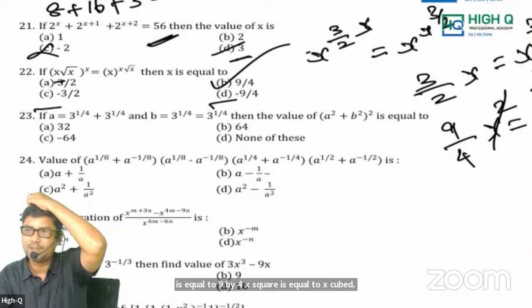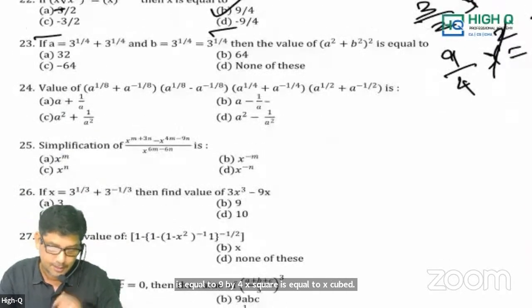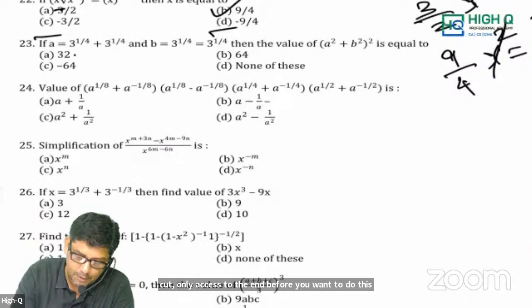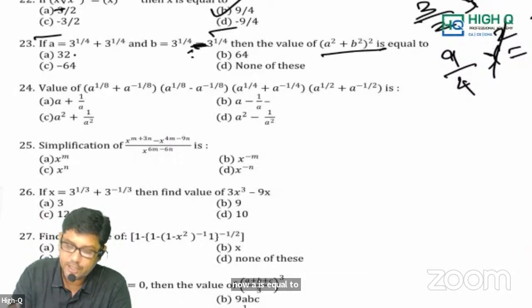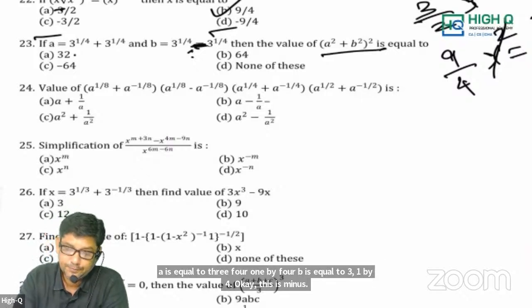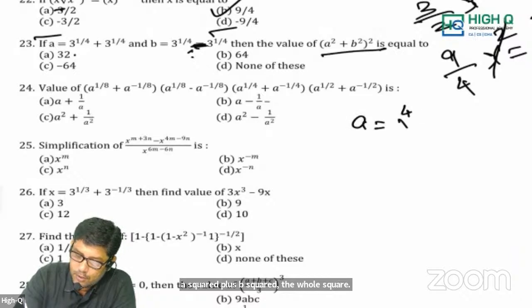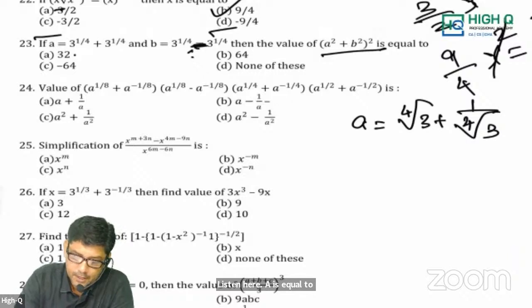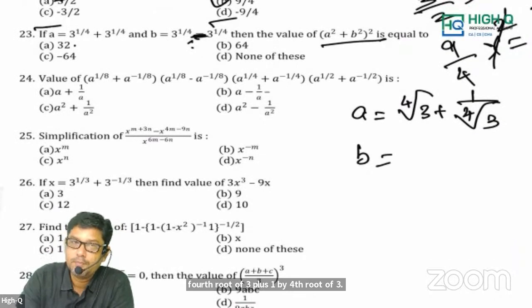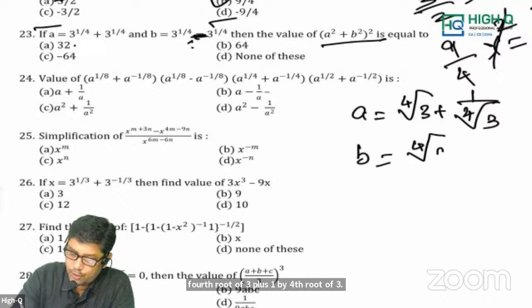You want to do this? Now, a is equal to 3 power 1 by 4, b is equal to 3 power 1 by 4, okay, this is minus. Then the value of a square plus b square, the whole square. Listen here. A is equal to 4th root of 3 plus 1 by 4th root of 3. What is b equal to? 4th root of 3 minus 1 by 4th root of 3.